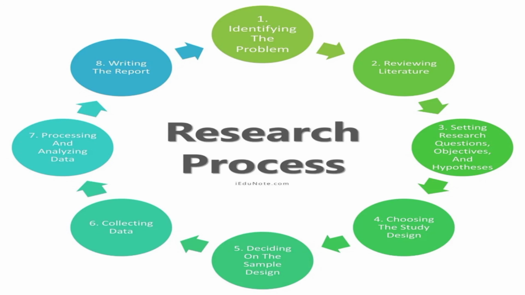Now, if we look at the summary of the research process. First of all, we have to identify the problem. Then we come to reviewing the literature. After that, we formulate the hypothesis. After formulating hypothesis, we choose a study design. Then we decide on the sample design. After that, we collect the data. After collection of the data, we have to process and analyze the data. And after analysis, we write the report.